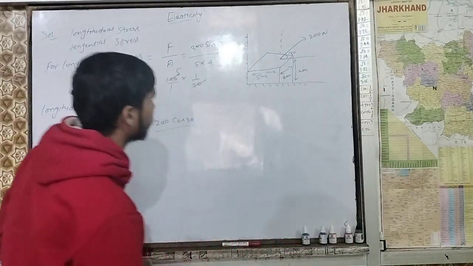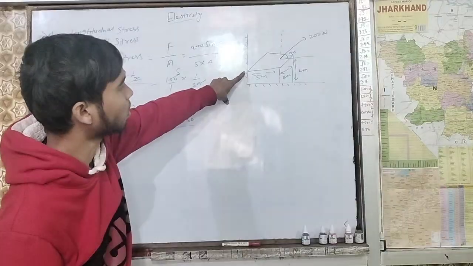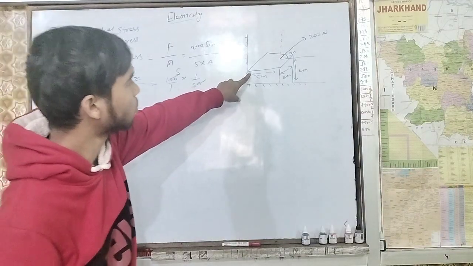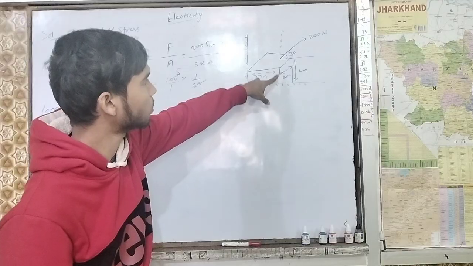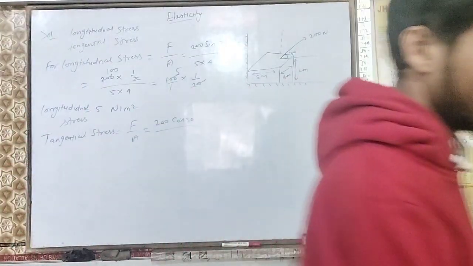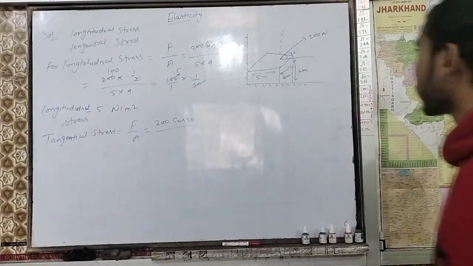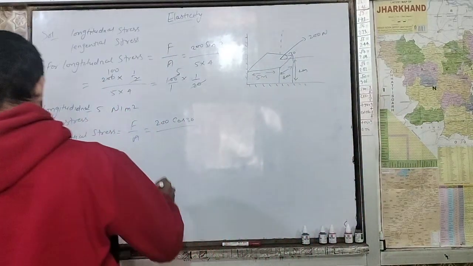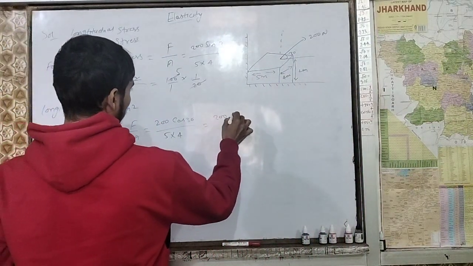But hold on. We are applying force on this point. So this 5 and this 2. 5 multiplied by 2 will be 10. This is the area of the surface. So area is the same. 5 multiplied by 4. 200 will be as it is.